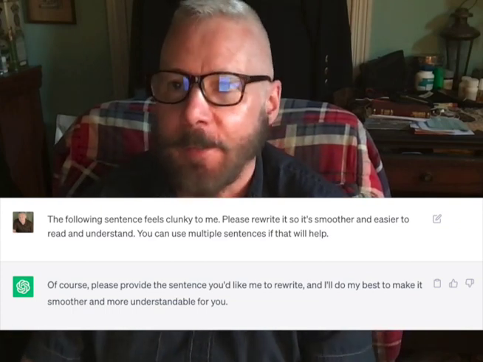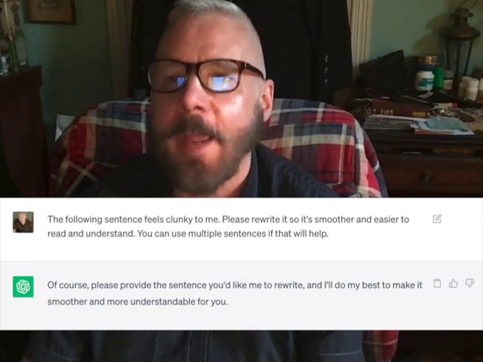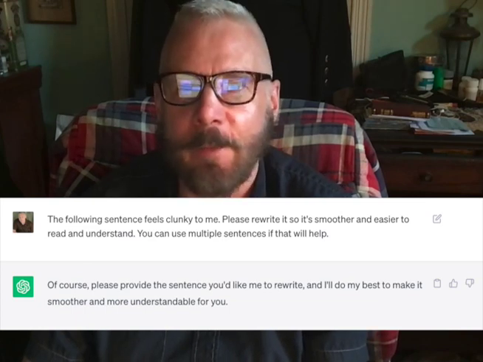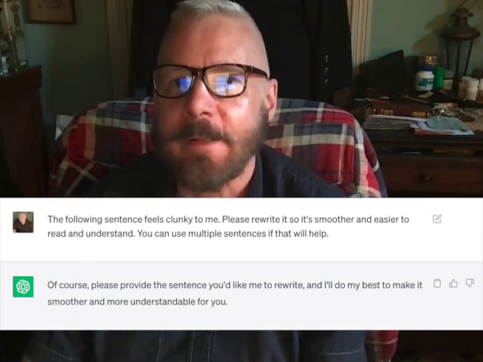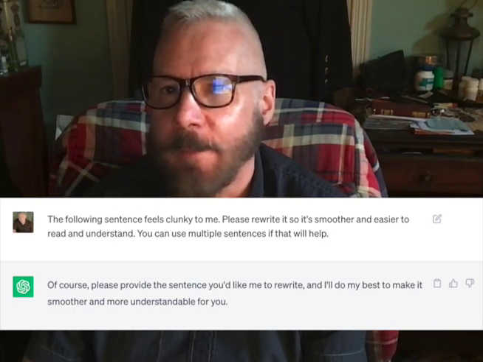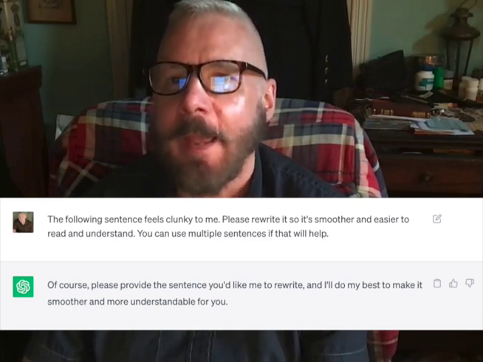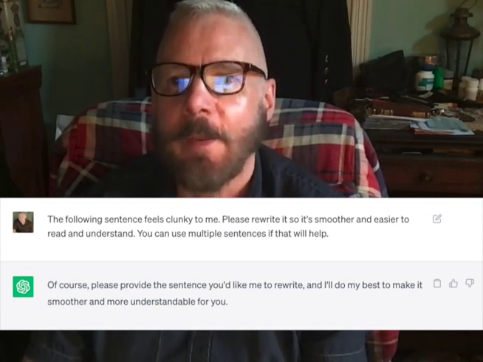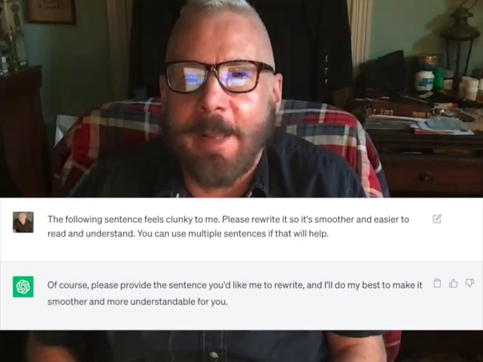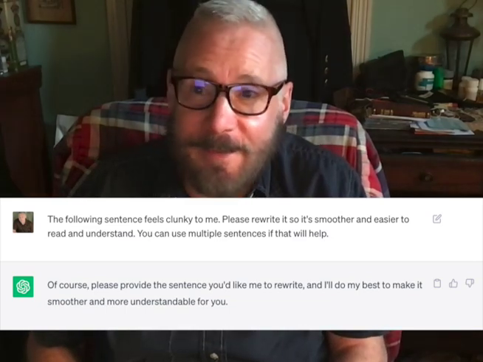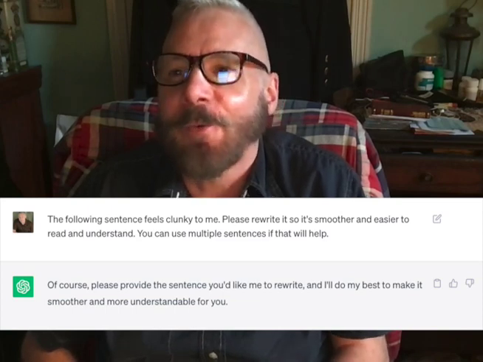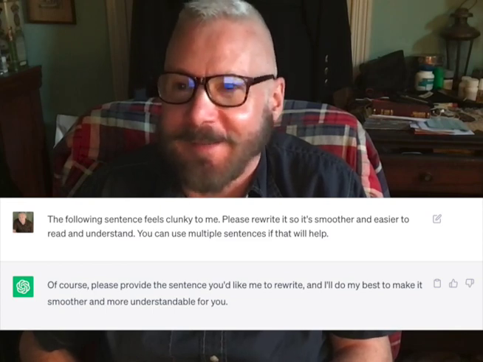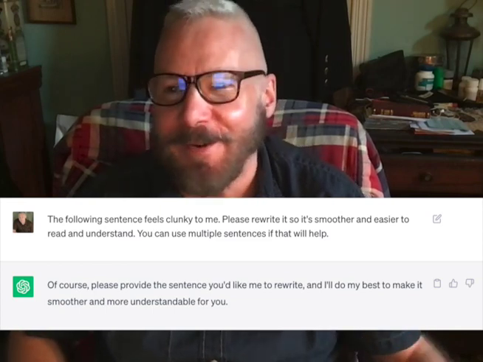And I said, if you need to break it up into multiple sentences, that's okay. What I did here is I hit the return key, because I wanted to have a space in between the directions and the sentence. I ended up entering my prompt, and very politely it reminded me that it needed to see the sentence to give me feedback on it. So you see, of course, please provide the sentence you'd like me to rewrite, and I'll do my best. Okay, it is very polite.